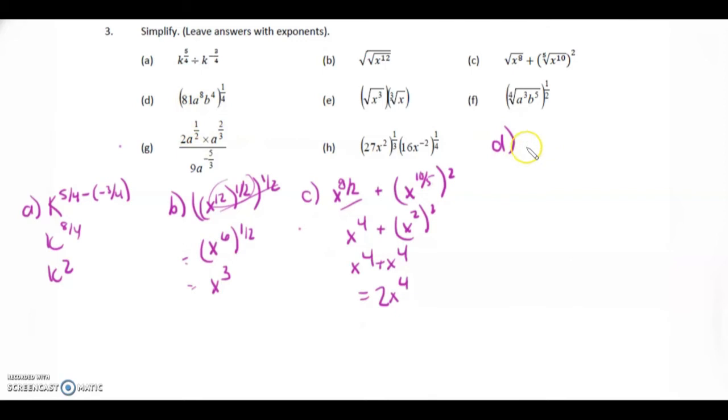Okay, so for this one, we have 1/4 of 81. So I find it easier to put radicals on numbers, and then like a to the 8, I'm going to do to the 1/4, and then b to the 4, also to the 1/4. Okay, so the 4th root of 81 is just 3, and this will be 8 times 1/4, which is a to the 2, and then this is going to be b to the 1.